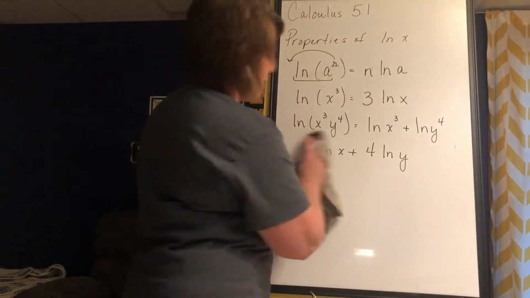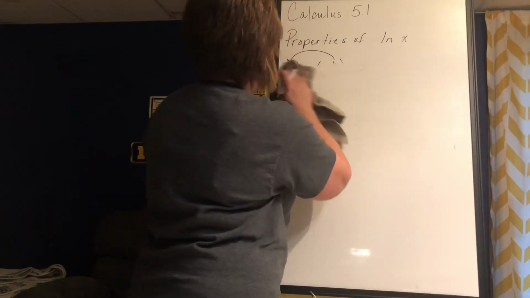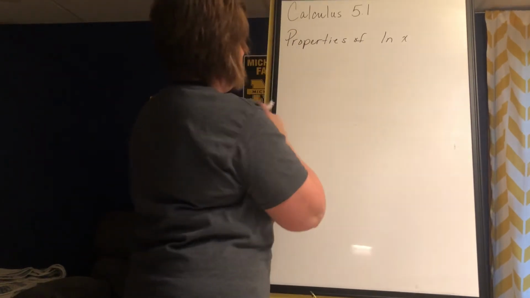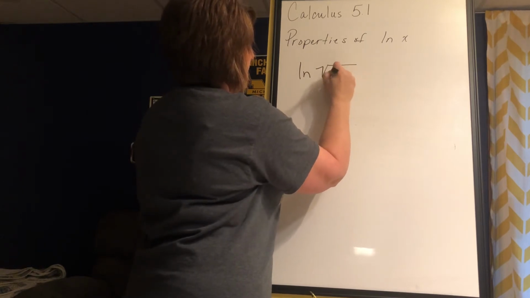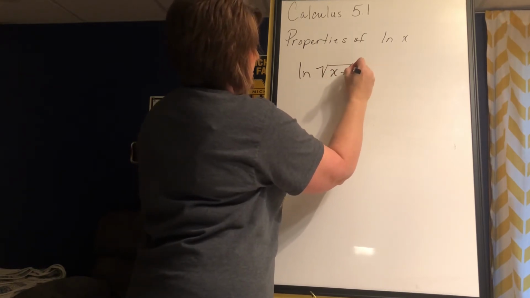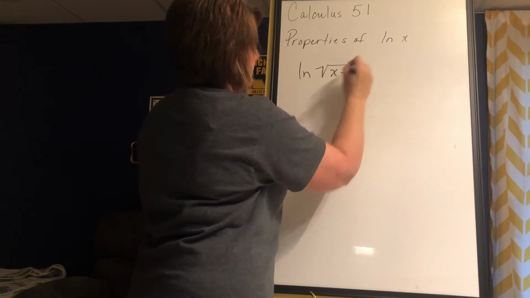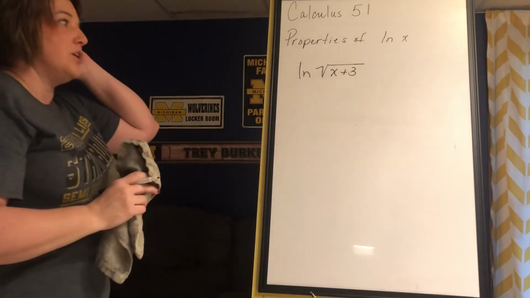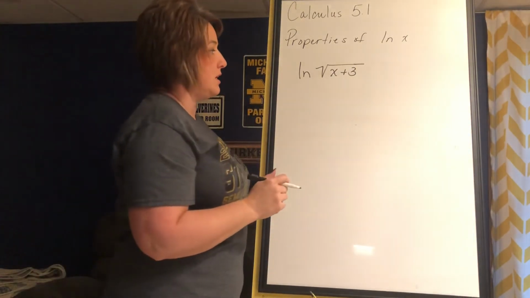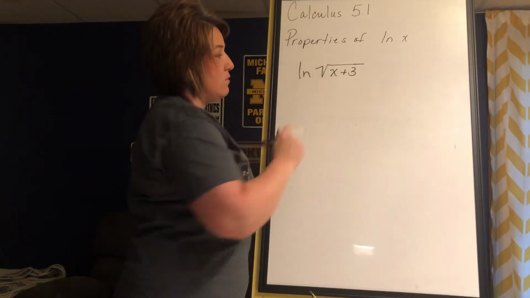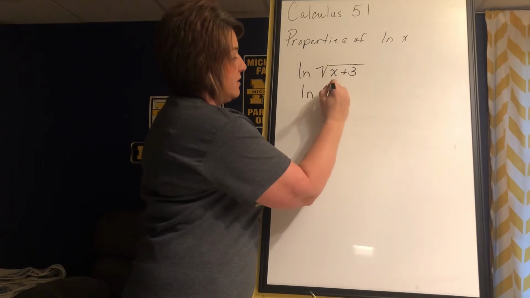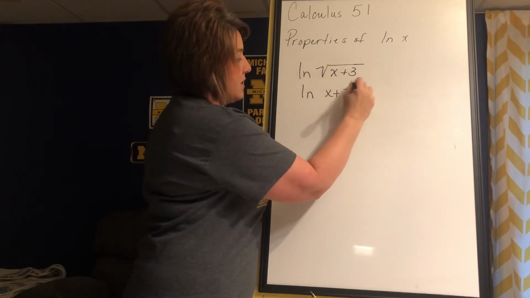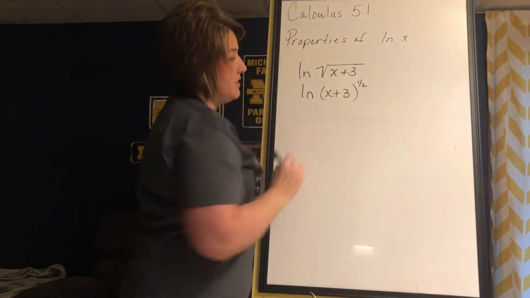Let's do another example. Let's say we have the ln of the square root of x plus 3. So the first thing I'm going to want to do is rewrite this with a 1/2 exponent. So ln of x plus 3, that's all to the 1/2.